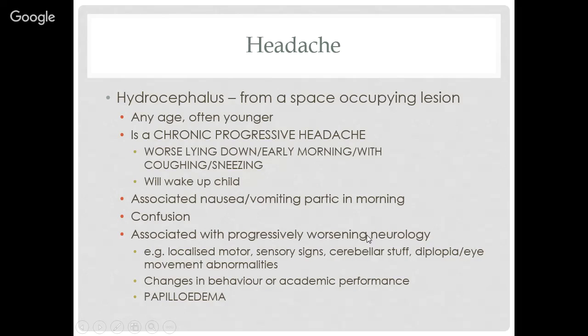Confusion, and any progressively worsening neurology often points to where the tumor is. So if there are any motor signs, it might be a frontal lobe or brainstem tumor. If there's any cerebellar stuff, probably a cerebellar tumor. So in any headache, you should ask a neurosystems review.